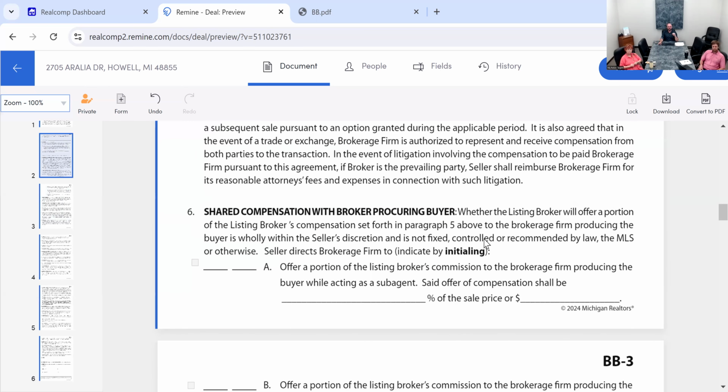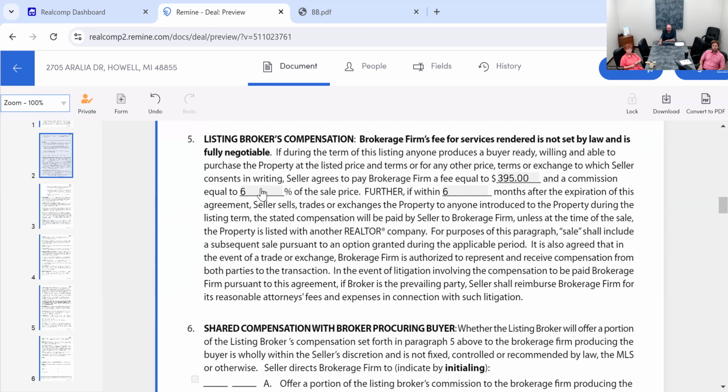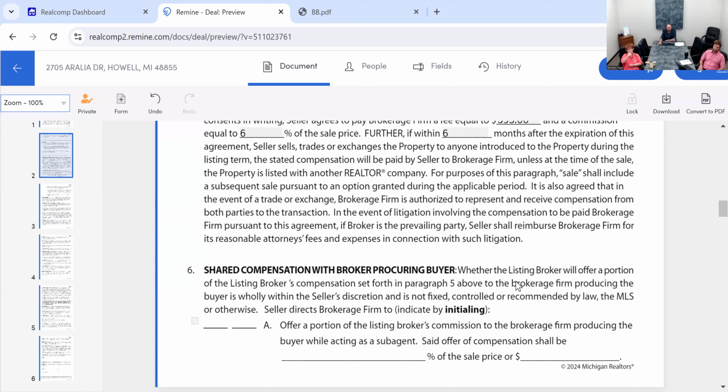So, let's go ahead and read it. Whether the listing broker will offer a portion of the listing broker's compensation, so a portion of this 6% set forth in the paragraph above, to the brokerage firm producing the buyer is wholly within the seller's discretion and is not fixed, controlled, or recommended by law. Now, that does not mean we can't recommend it. We should not try to fix it or control it, but we should be able to put up a strong recommendation. That's a whole different class, though, if we need to get into that. Not recommended or controlled by law, the MLS or otherwise.